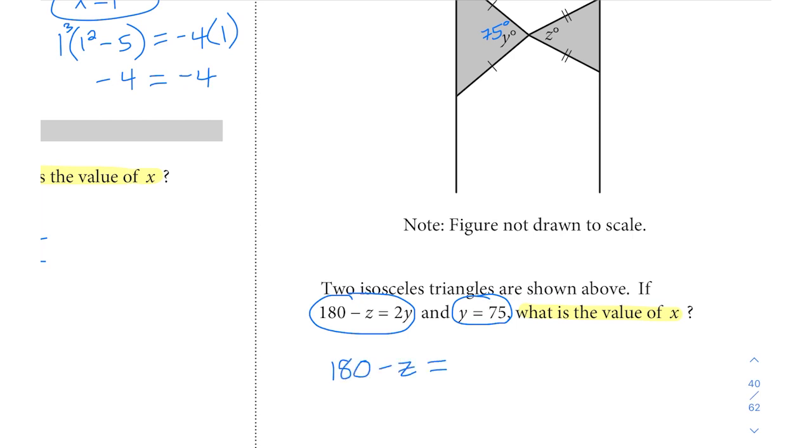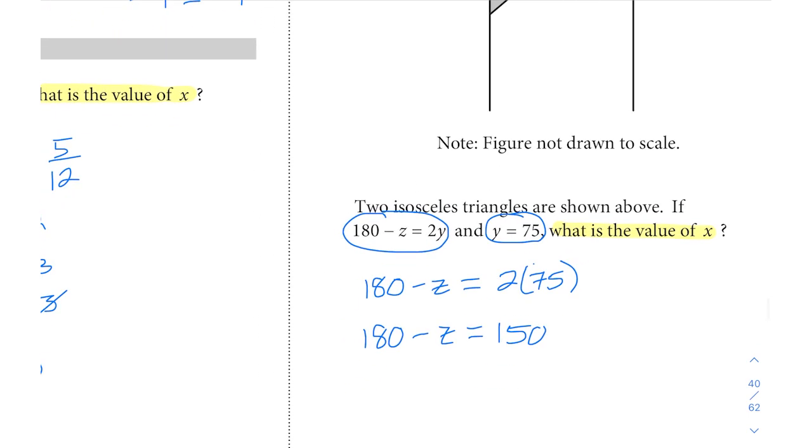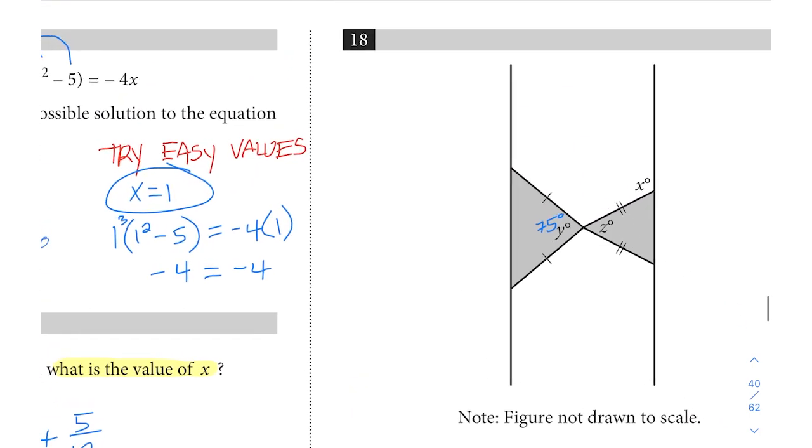So 180 minus z equals 2 times 75. 180 minus z equals 2 times 75, which is 150. And if we rearrange and solve, we could subtract 180 from both sides. Negative z equals negative 30. Divide by a negative 1 or cancel those negatives out, and we're left with z equals 30. But that's not our answer, because remember, they're asking for x. But hopefully that can help us get a little bit closer.